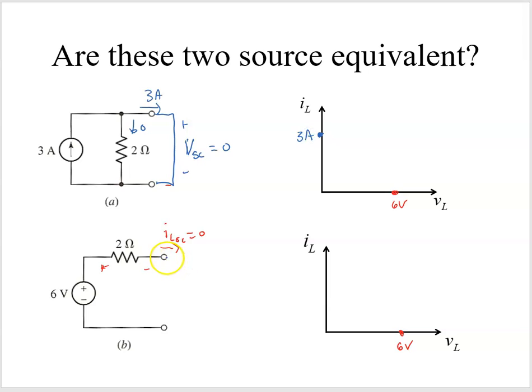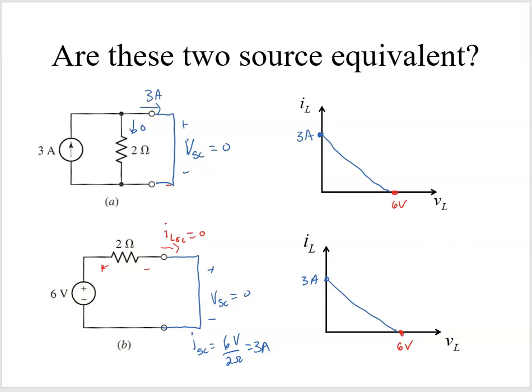And over here, we have our short circuit. If our VSC is equal to 0, then our ISC is just equal to the 6 volts divided by 2 ohms, or 3 amps. Because we see those 2 points are equivalent, then the 2 graphs are equivalent. So we can prove it with the graphs.